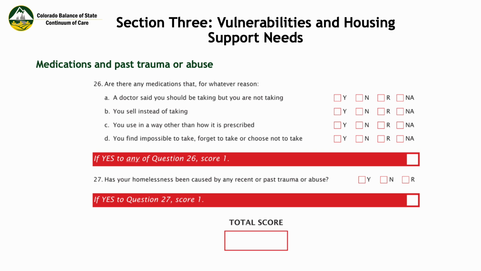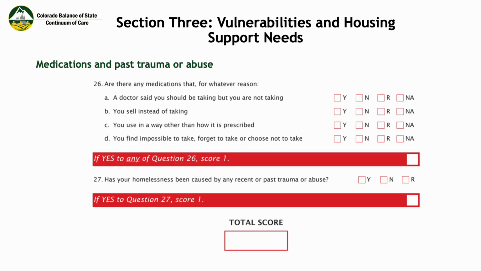Are there any medications that for whatever reason you sell instead of taking? Are there any medications that for whatever reason you use in a way other than how it's prescribed? And are there any medications that for whatever reason you find impossible to take, forget to take, or choose not to take? And you'll notice the red scoring banner for question 26 says the score is 1 if there's a yes response to any part of that question.